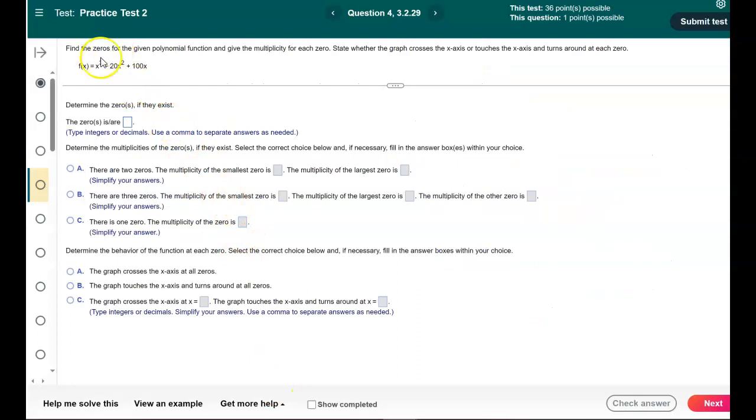Next, let's proceed to this question. Find the zeros for the given polynomial function and give the multiplicity for each zero. State whether the graph crosses the x-axis or touches the x-axis and turns around at each zero. This is the given function.